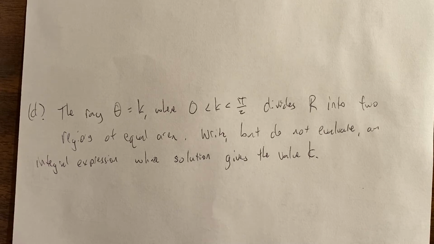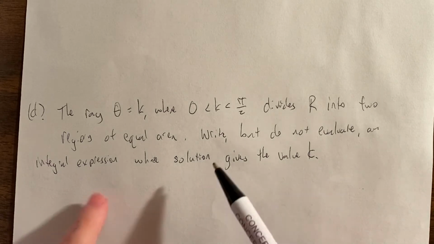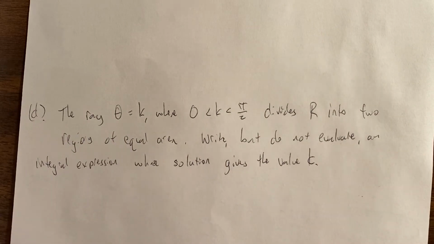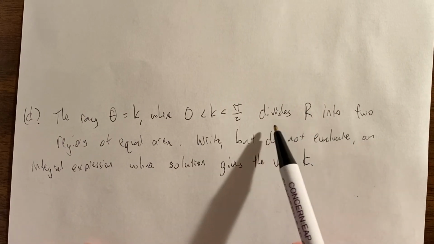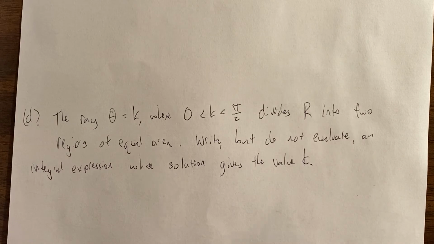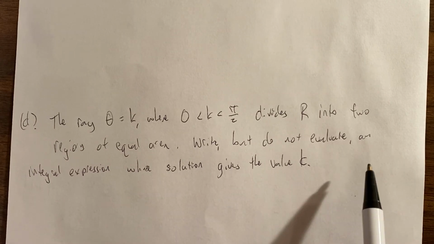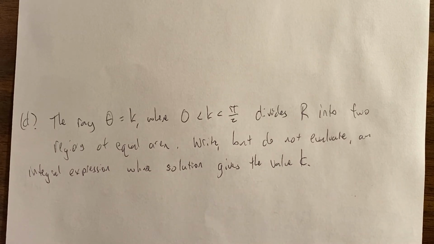So what we're going to try to do is determine where we have this ray, so this angle, and it's going to divide r into 2 equal parts. And what we want to do is write but do not evaluate an integral expression where the solution gives the value of k. So this is actually the equal area question that usually appears in area and volume free response questions. Check out our videos on those if you want practice for this.